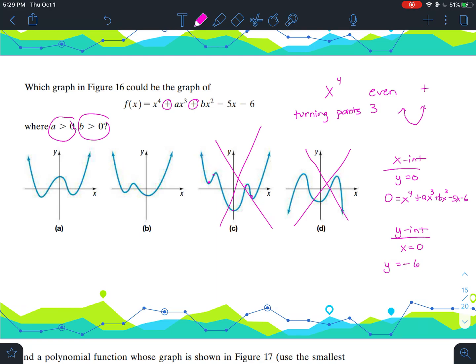Well, which one of those graphs has a y-intercept that's below the x-axis? This one has a positive y-intercept, and this one has a negative y-intercept. So the graph that would match would have to be B, based on the end behavior, turning points, and y-intercept.